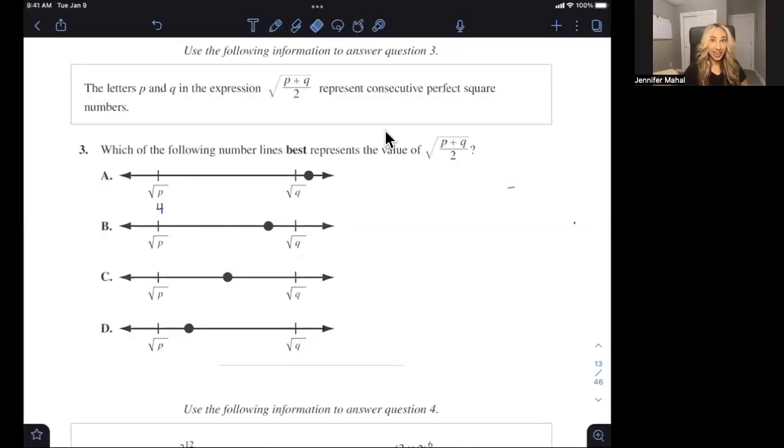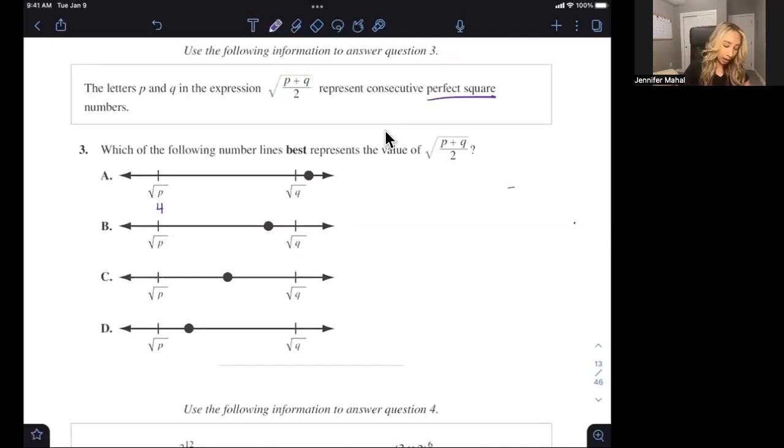Okay, so let's take a look at the next one, question number 3. A question like this looks a lot more daunting than it actually is. So a couple of things we've got to notice. They gave us the letters P and Q, and all we know is they represent perfect squares that are consecutive. Consecutive means they're numbers that follow one another. So for example, 1, 2 are consecutive numbers, 3, 4 are consecutive numbers. The only thing is we need to look at their perfect squares.